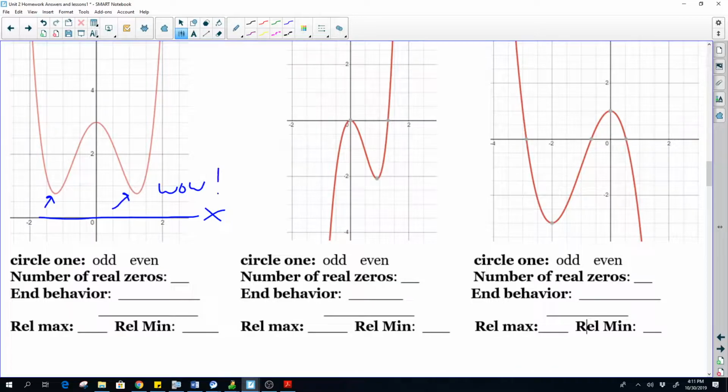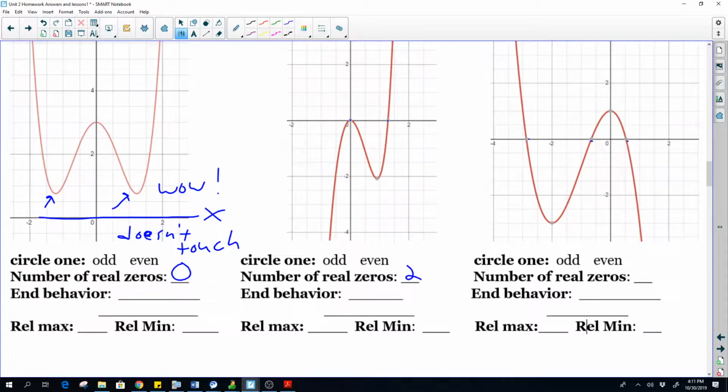So it doesn't touch. That means they're all going to be imaginary. It doesn't touch the x-axis at all, so the number of real zeros is 0. This one touches there and crosses there, so that would be 2.